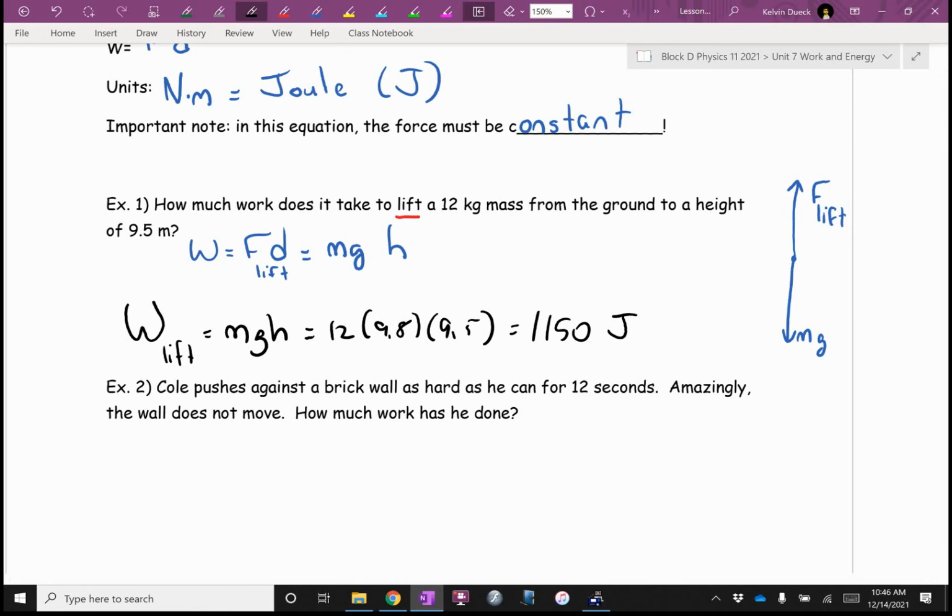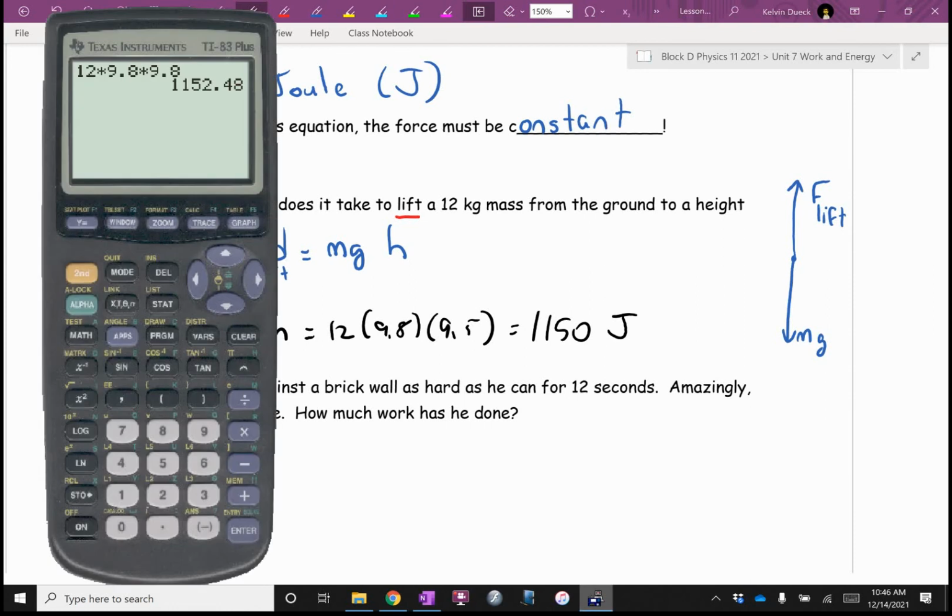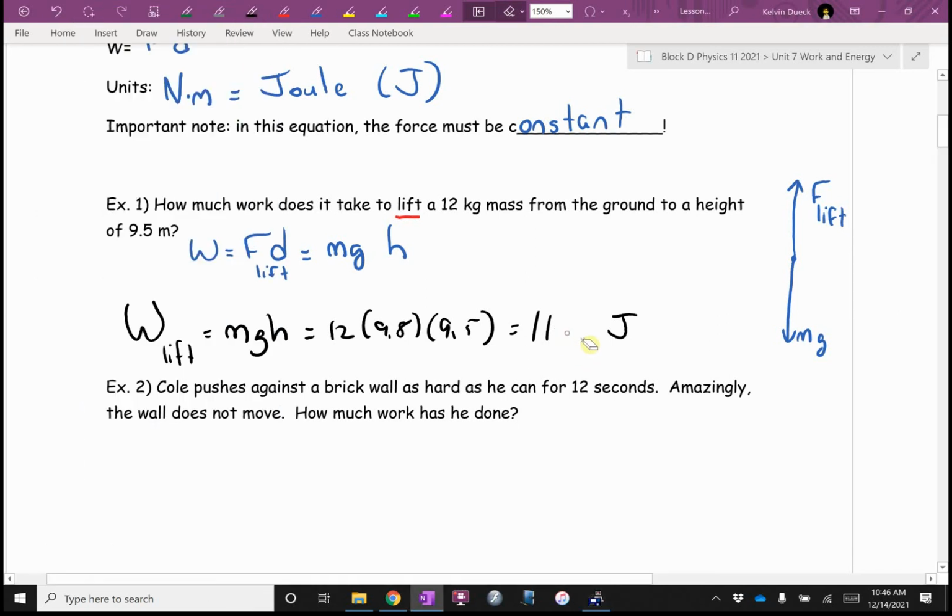Is that a lot? Well, 12 kilograms, a bowling ball. Is that right? Am I wrong? Oh, you know what? I went 12 times 9.8 times 9.8 instead of 12 times 9.8 times 9.5. How about 1,120? Is that better? Thank you for pointing that out. I do make mistakes.